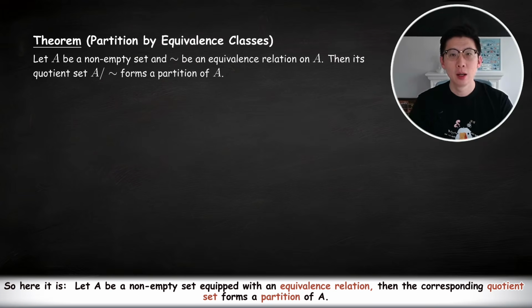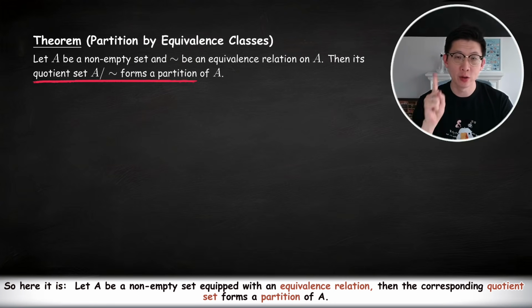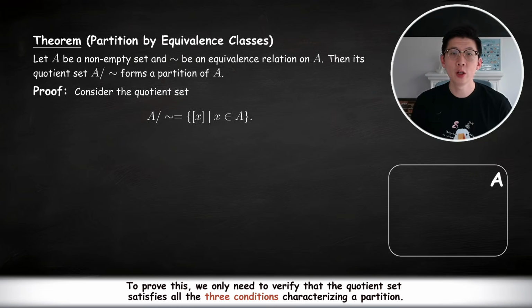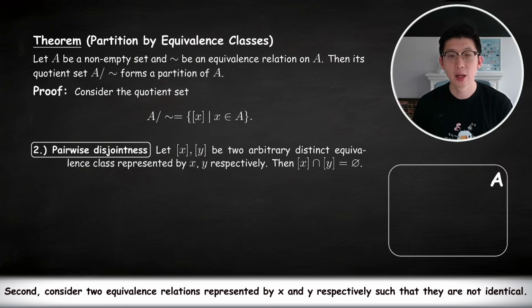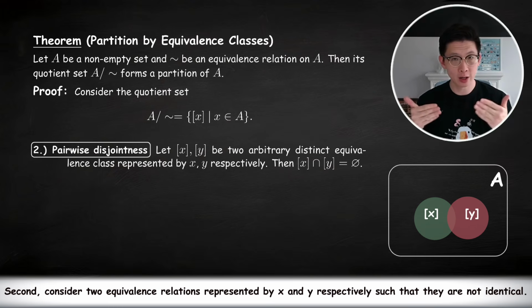So here it is. Let A be a non-empty set equipped with an equivalence relation. Then the corresponding quotient set forms a partition of A. To prove this, we only need to verify that the quotient set satisfies all the three conditions characterizing a partition. To begin with, pick an arbitrary equivalence class represented by X. Then, this equivalence class is non-empty as it contains at least X, as required by reflexivity. Second, consider two equivalence classes represented by X and Y respectively, such that they are not identical.